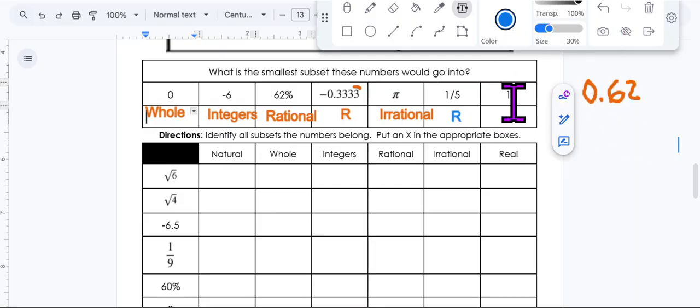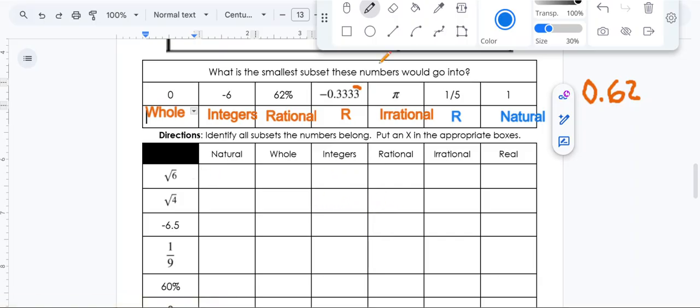1, what's the smallest subset 1 will go in? Well, 1 is a counting number for sure. That's a natural number. That's probably the first number you learn, right? So natural number, 1 is a natural number. Okay? All right, this down here is a chart, and this just kind of shows you that these numbers can belong in the different subsets.